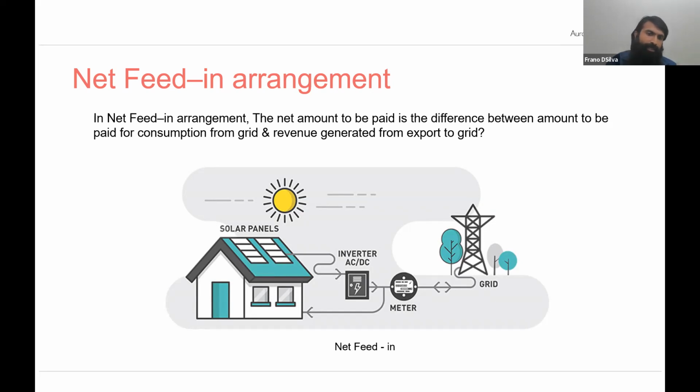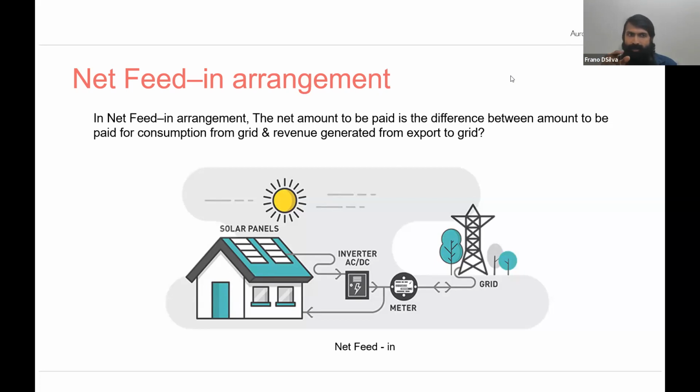So my question to the participants now is: in net feed-in arrangement, the net amount to be paid is the difference between the amount to be paid for consumption from grid and the revenue generated from the grid. If participants think this statement is true, please indicate true in the polls that have been recently launched. Or if the participant thinks that no, this accounting system varies and the statement is not true, please indicate by answering the option false in the poll.